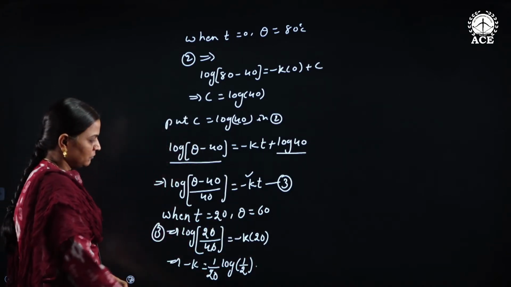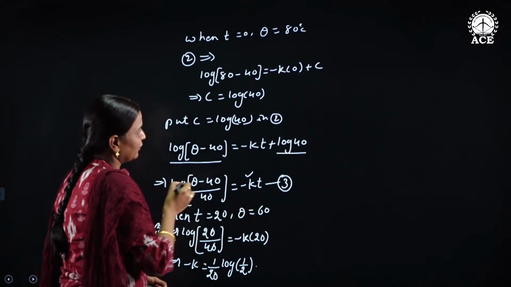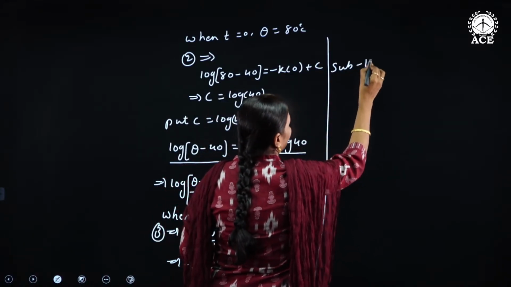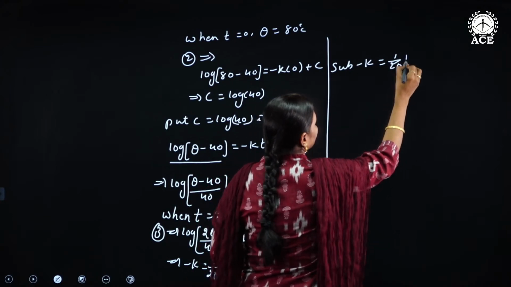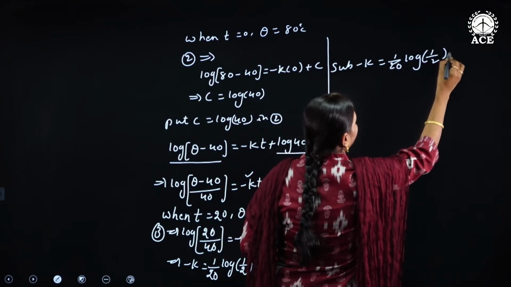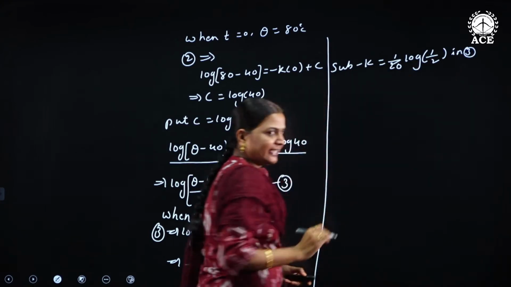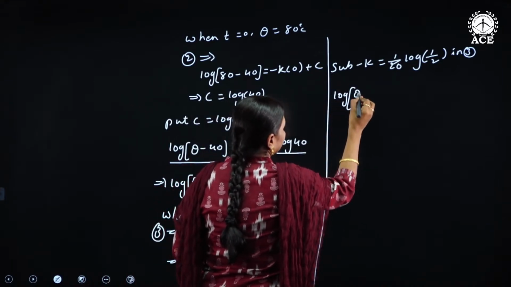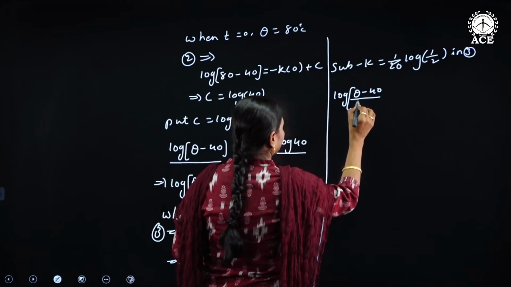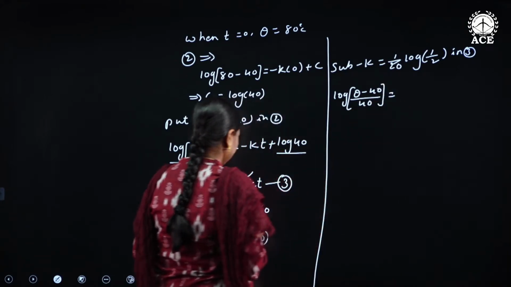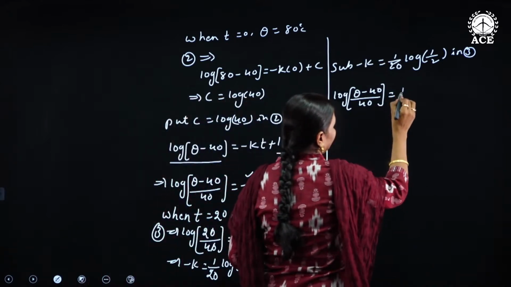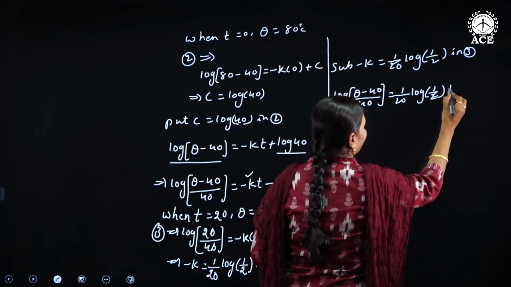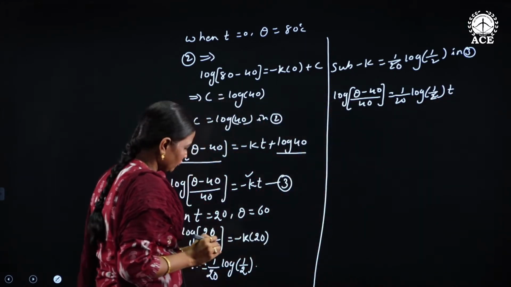After finding the k value, substitute again in equation 3. So substitute minus k is equal to 1 by 20 into log of 1 by 2 in equation 3. Now equation 3 can be written as log of theta minus 40 by 40 is equal to, what is the minus k value, 1 by 20 into log of 1 by 2, into t. Next, what we have to find?